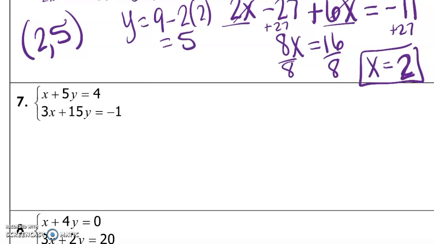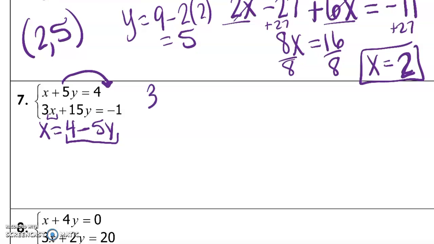All right, for number 7, you're going to want to move the top y over to this side. To give myself a little more room, I'm going to write it underneath. So x equals 4 minus 5y. To move it over to the other side, I would subtract it. Now I'm plugging this in for x. Here's where you have to be careful. You need to make sure you plug it in for the correct variable. So 3 parentheses 4 minus 5y plus 15y equals negative 1.